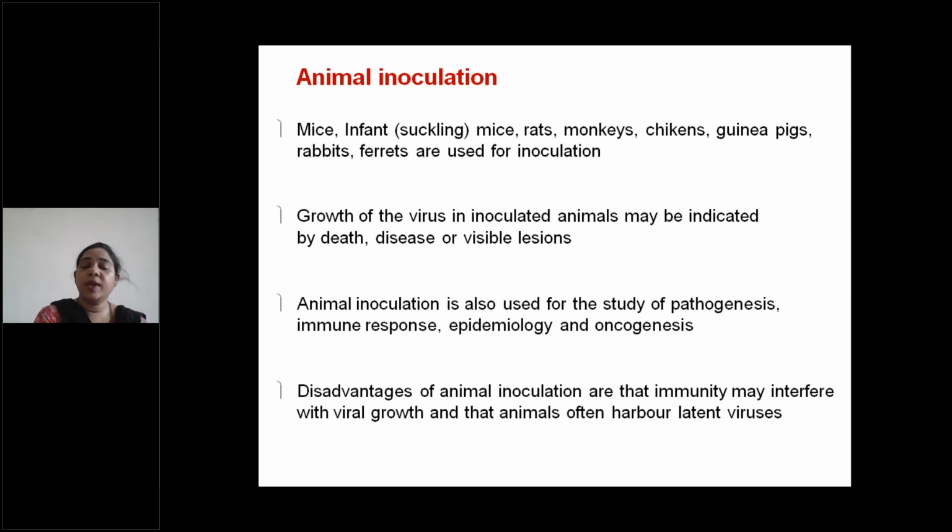So, you are inoculating into animals. How can you identify the growth of the virus? By seeing if there are any lesions on the experimental animals, or if there is death or disease in the animal which you have used. This animal inoculation is mainly used for the study of pathogenesis, immune response, and epidemiology. Disadvantages of animal inoculation are that immunity may interfere with viral growth and that animals often harbor latent viruses.